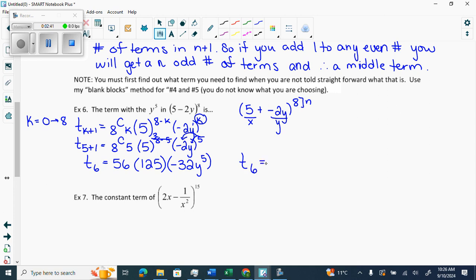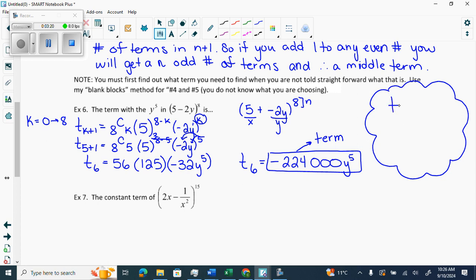So T6 equals what? Negative a large number. Does anyone have the number? Negative 224,000. Did everyone get that? 224? Okay. Paying attention. It asks for the term with y to the 5. So you would box this, because this is the term. And that is correct.